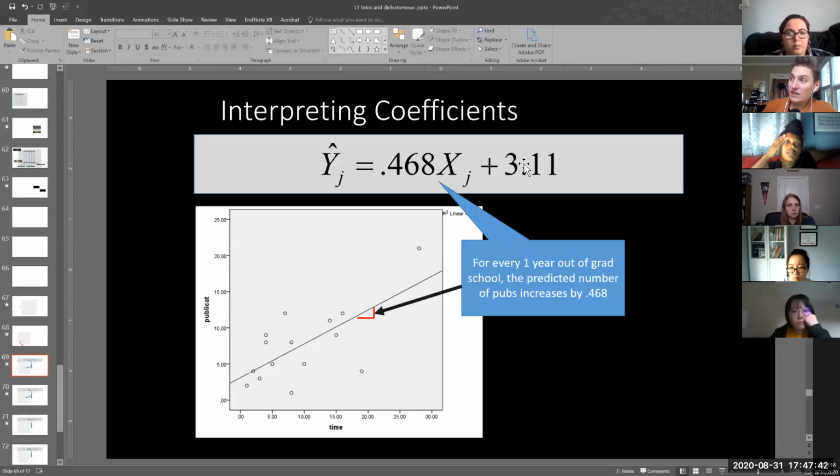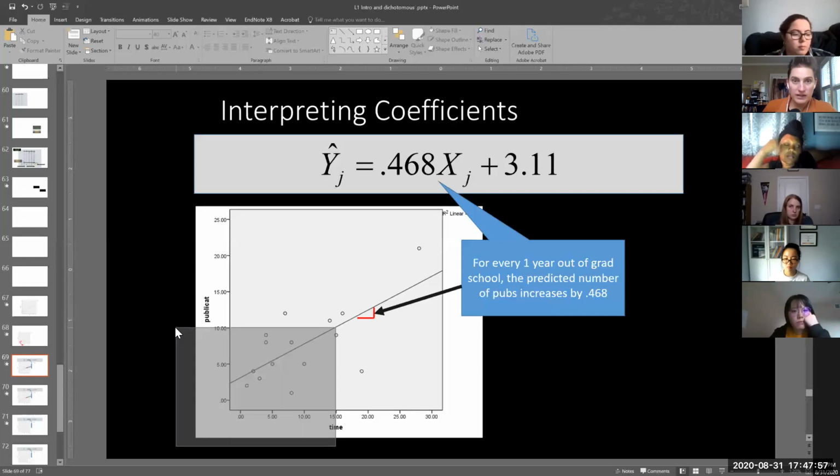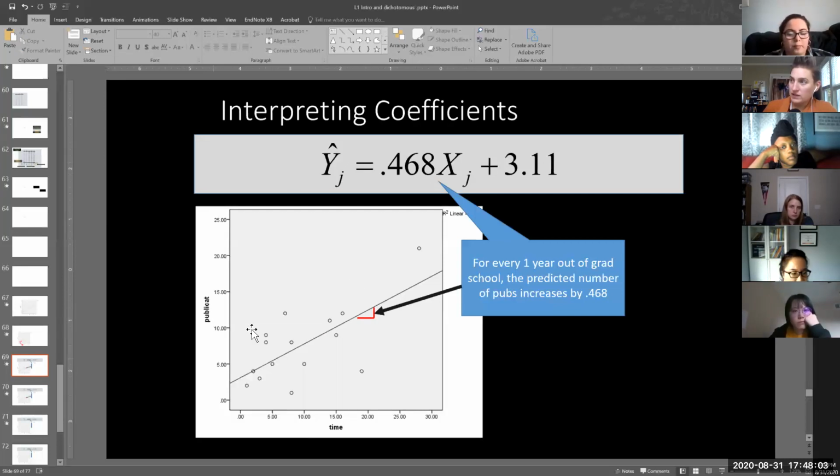So then I would have 7, and then I still add 3.11. So 7 plus 3.11 gives me 10, 11 publications. And we'll see how close we are there. 10 publications. See how it lies right on that line, that 10 line? Yes. So that is how I get the expected score for each person along that line.